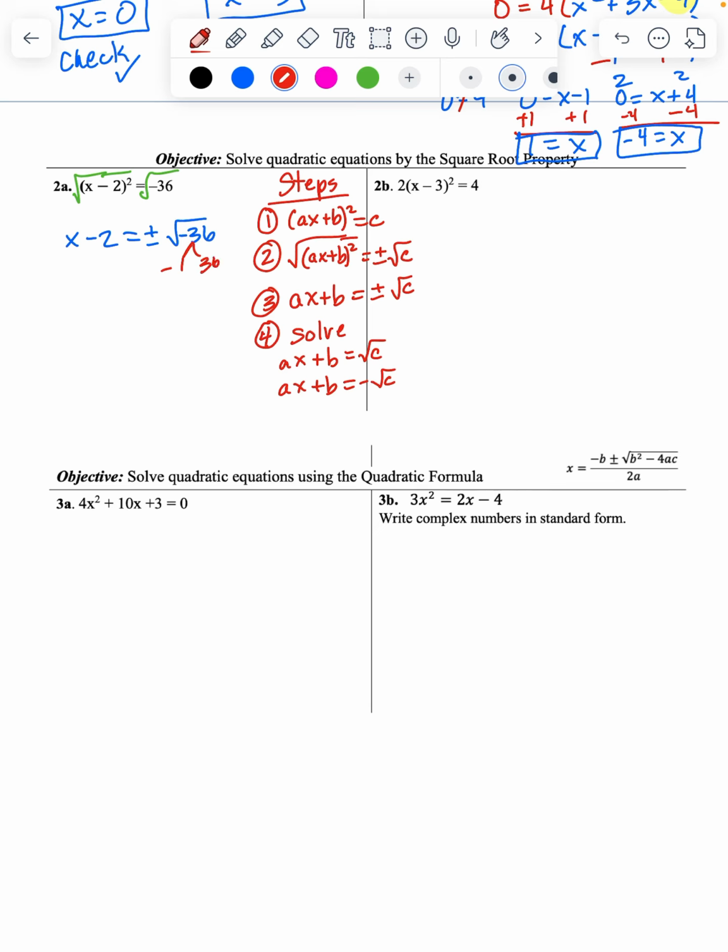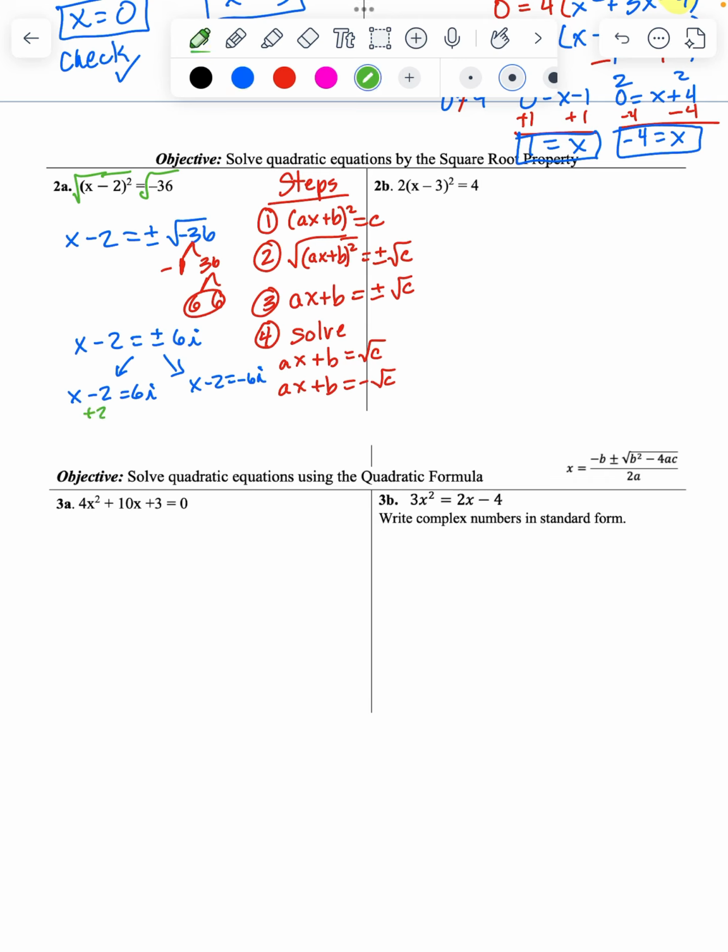Negative 1 times 36, and 36 is 6 times 6. So we have a pair of 6 and a negative 1 means i is going to come out, and we don't have anything left over that doesn't have a pair. So x minus 2 equals positive or negative 6 times i. We separate those into 2. x minus 2 equals positive 6i, and x minus 2 equals negative 6i to solve, to get our final answer.